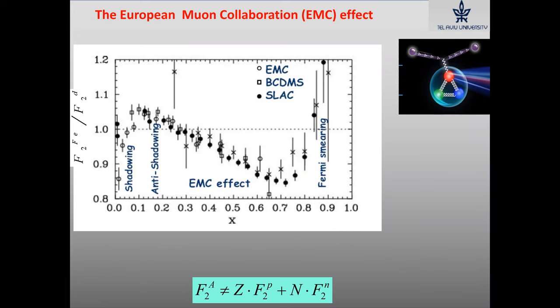I'm going to concentrate on this region between x equal 0.3 and let's say 0.8. This is the region where the valence quarks are the dominant contribution of the nucleon, and you can see a big depletion of the F2, which means that the momentum distribution of the valence quarks in a bound nucleon is different from that of a free one. This measurement was done on many nuclei with many probes, and this is a solid experimental result. The question is the interpretation, but the experimental result is solid.